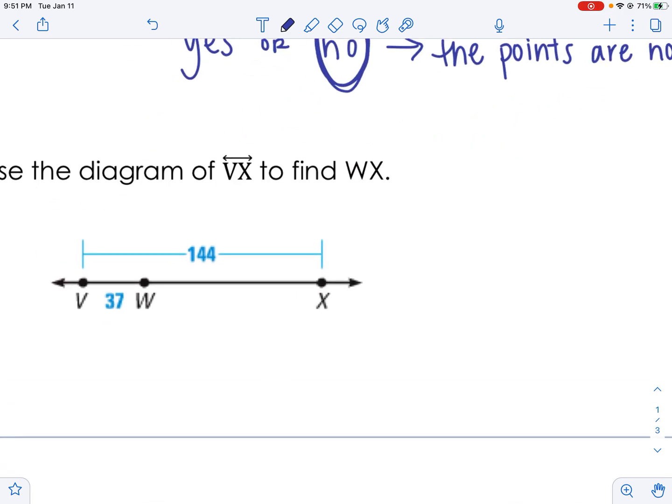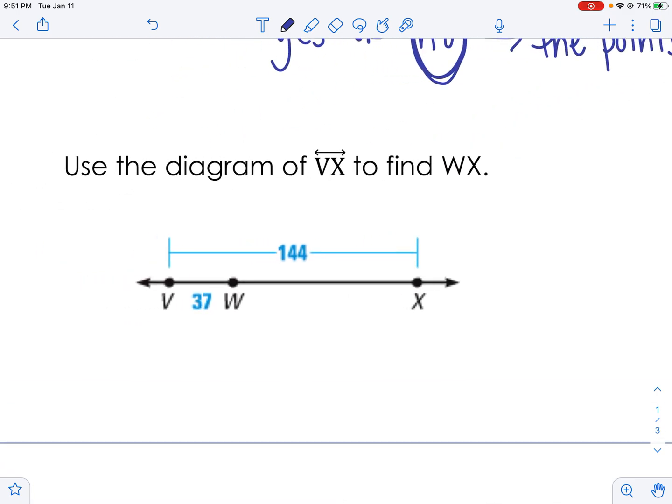Now, taking a look at this one right here, it gives us the diagram, and it wants us to find this distance from W to X, finding this piece.